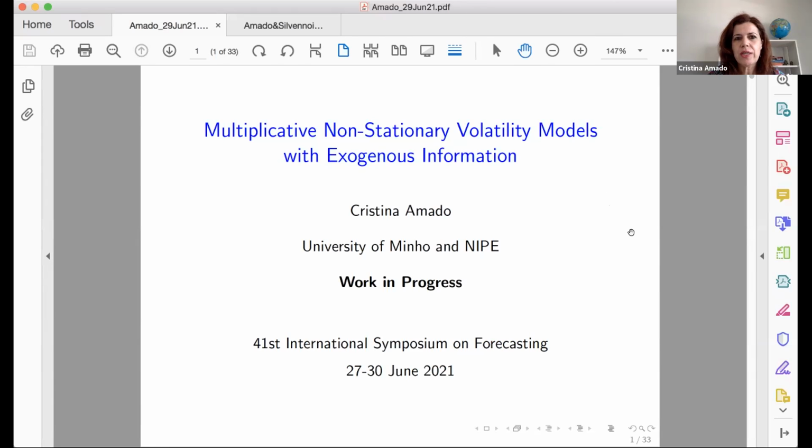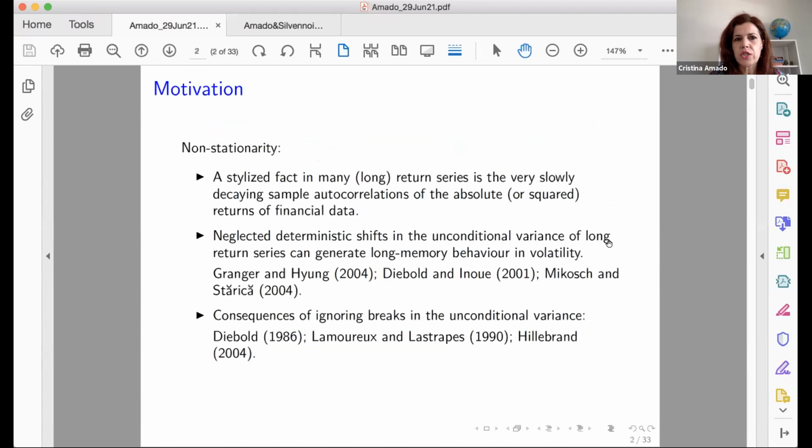My talk is about multiplicative non-stationary volatility models with exogenous information. This paper is an extension of what I've been working on, namely multiplicative models of volatility with a multiplicative decomposition. I'll start with the motivation. I'll see what I can do in 20 minutes, and I'll probably skip some technical details in between.